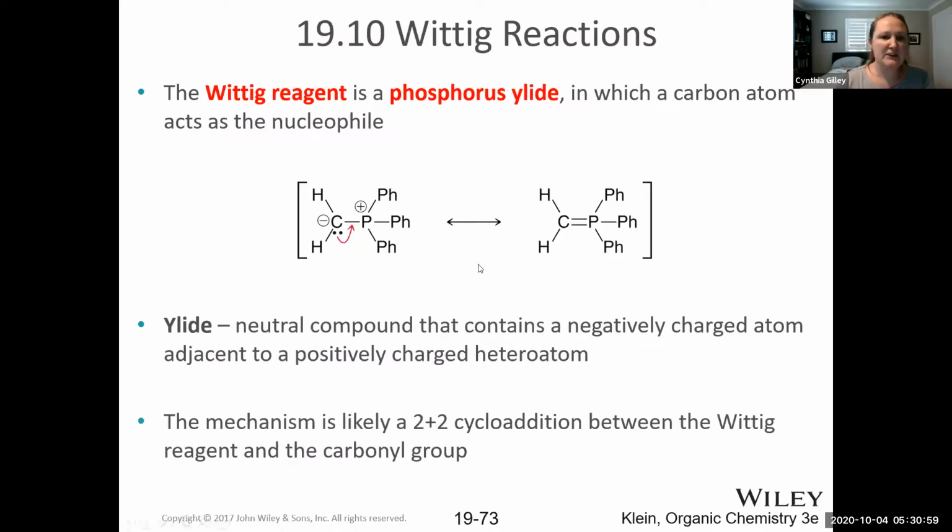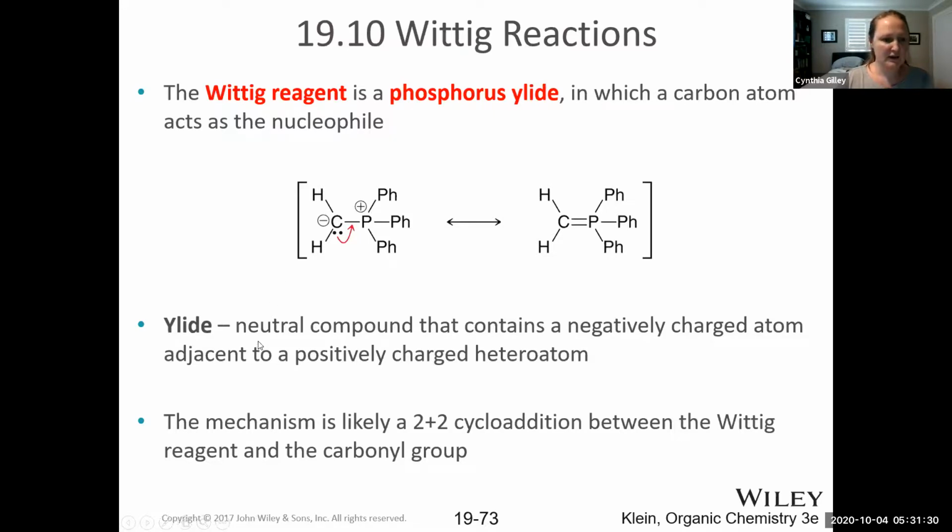So the Wittig reagent or phosphorus ylide is resonance stabilized. Sometimes you'll see a double bond being drawn between the carbon and phosphorus. And sometimes you'll see it where the electrons are on the carbon from the bond, leaving a carbanion next to a phosphorus cation. So they're stabilized by the opposite charges next to one another. And it's kind of like a zwitterion, but it's called an ylide.